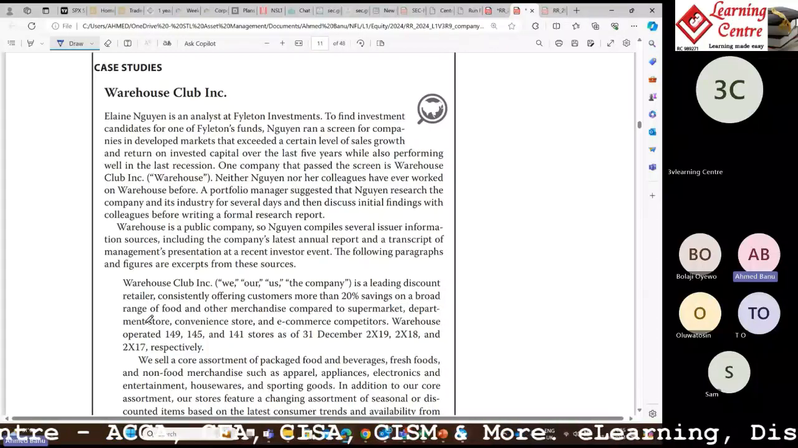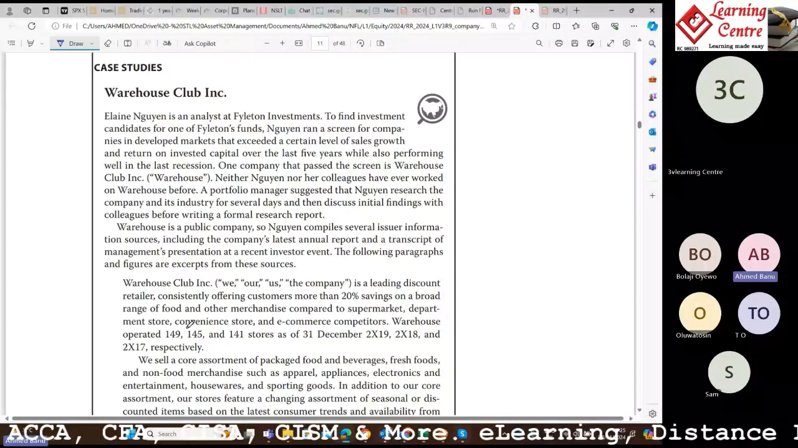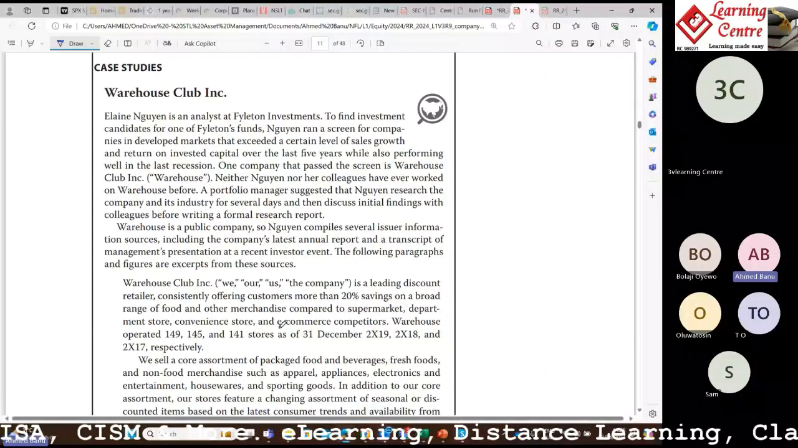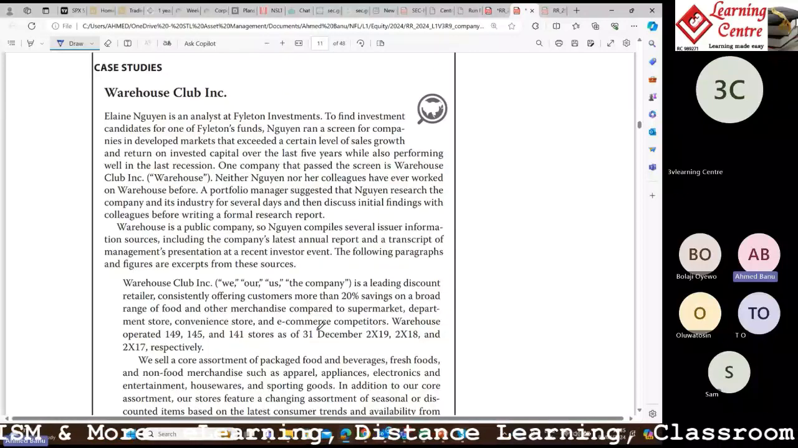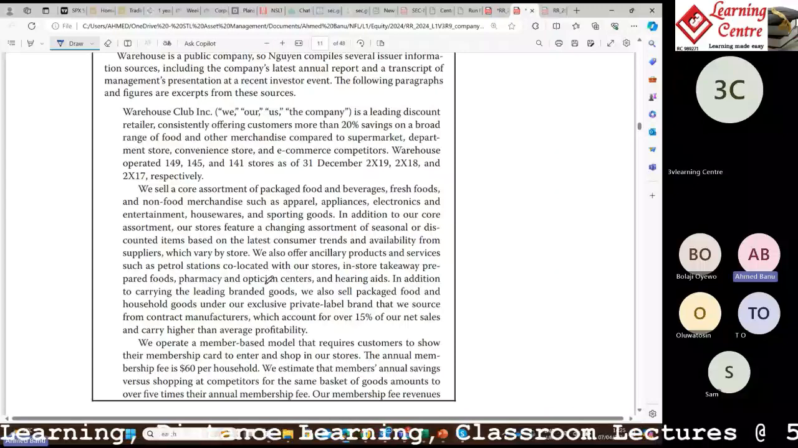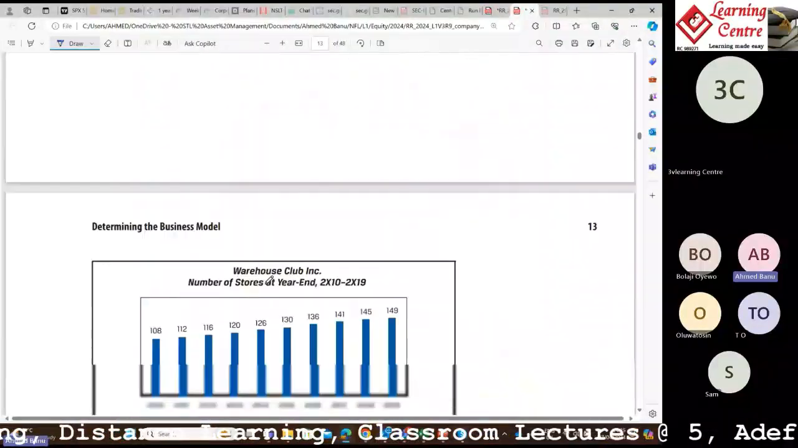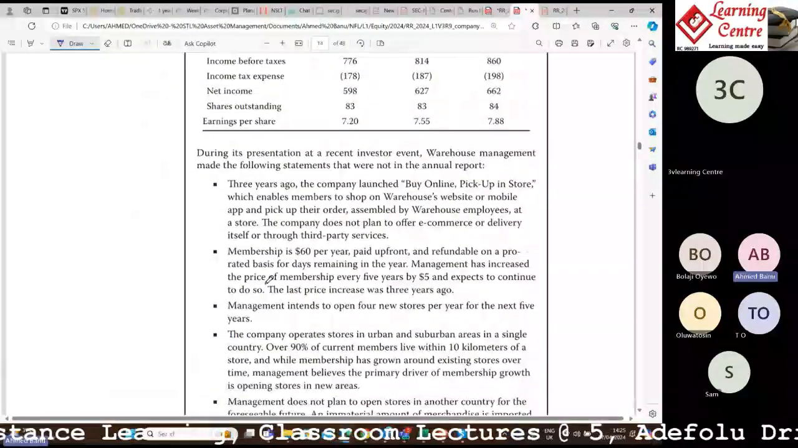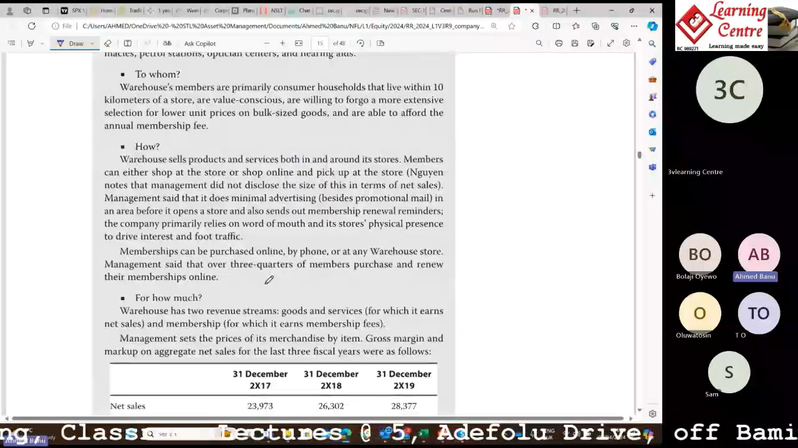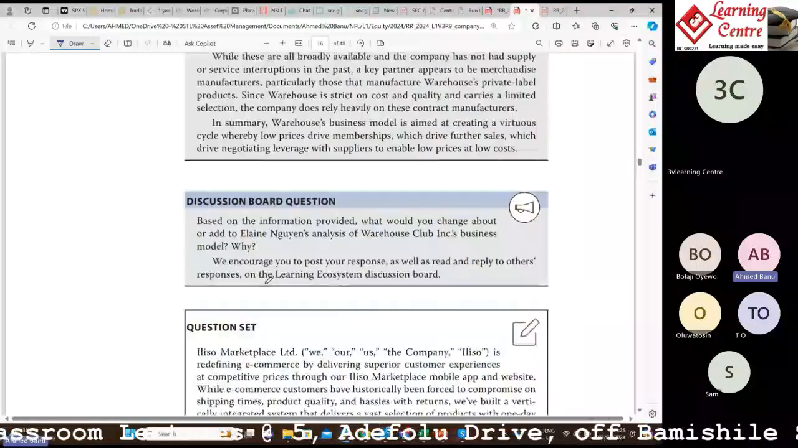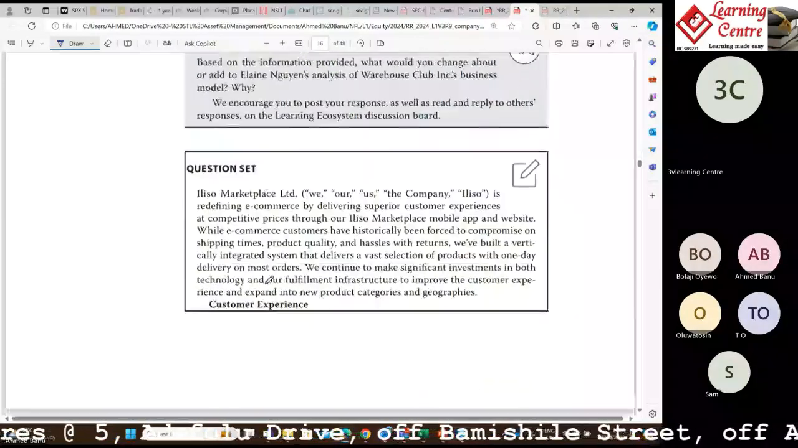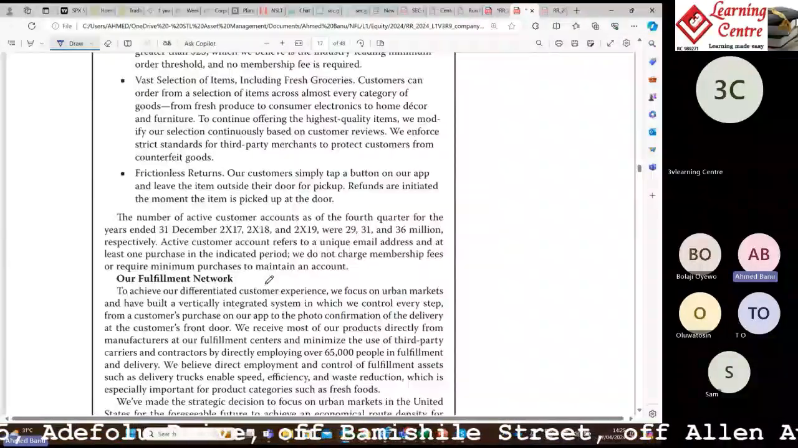Warehouse Club operated 194, 149, 145, and 141 stores as of 2019, 2018, and 2017, respectively. So you can read it. It's a discount company that offers discounts. Like I said, it's a long one, but this is a very short read. So you can read that at your own time when you are reading the curriculum.